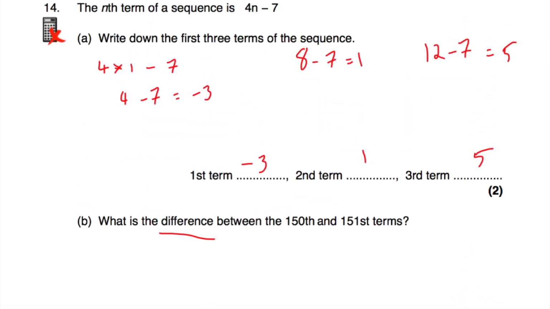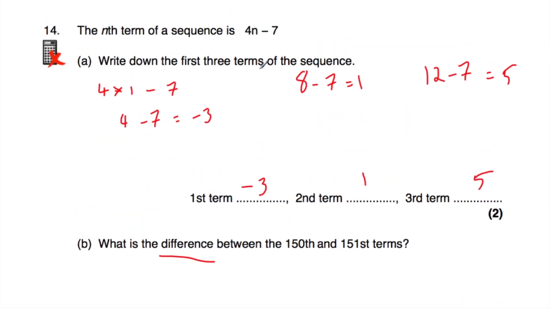But if you went blank or you didn't notice that, you could just do 4 times 150, which is 600. Take away 7 would be 593. If you do 4 times 151, that's equal to 604. Take away 7 would be 597. And then if you take them away, you'll get an answer of 4. That's the difference between them. But I think the easiest way there would be just to notice the sequence is always getting bigger by 4 each time.